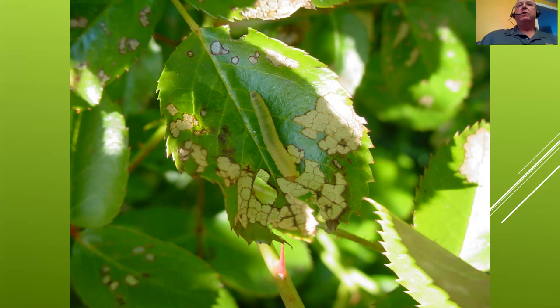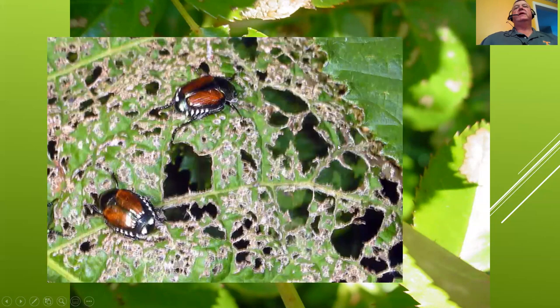But in this example, we see a rose. And on that rose, we don't see the same kind of feeding damage. We see actual leaf tissue being consumed. This is a rose slug. It's a sawfly larva, and it's actually eating leaf tissue away. But as it eats away that leaf tissue, it takes away chlorophyll, doing the same kind of thing.